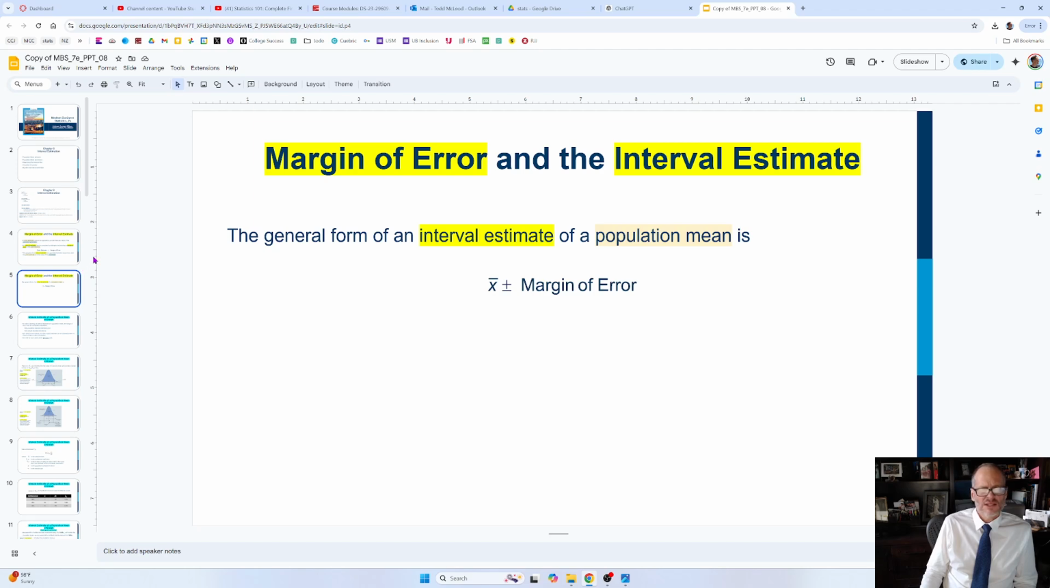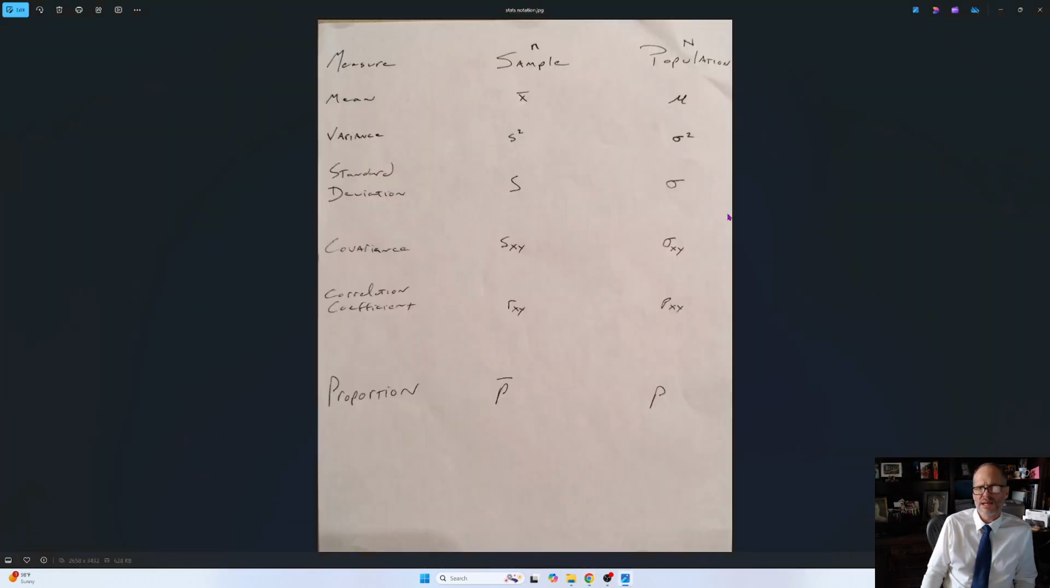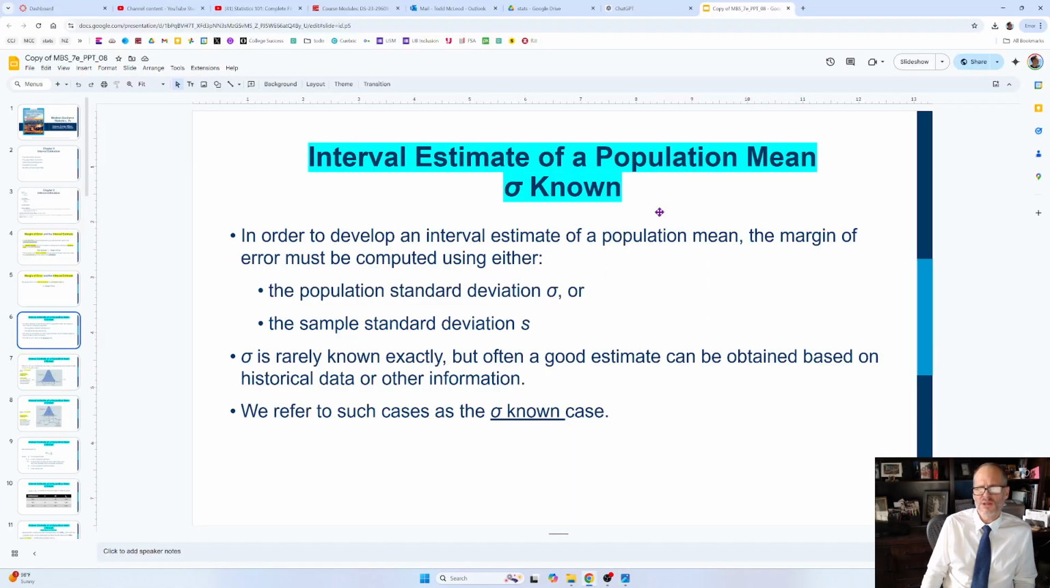And so that's our next chunk of definitions. In the next video, we're going to learn more about the interval estimate of a population mean when we know the standard deviation of the population. We're going to see how to build an interval estimate of a population mean using our sample data.